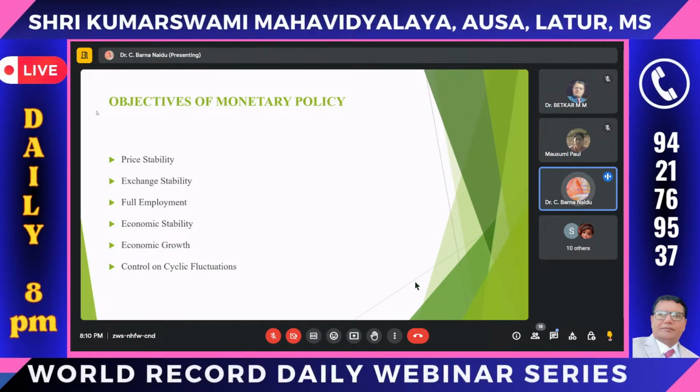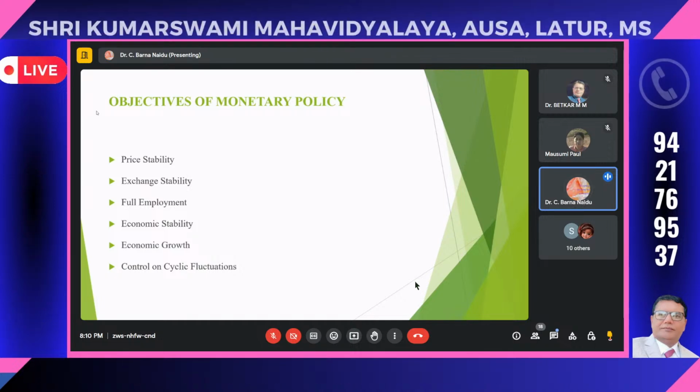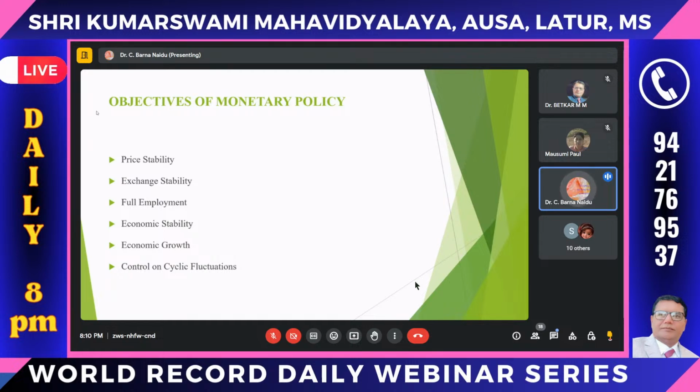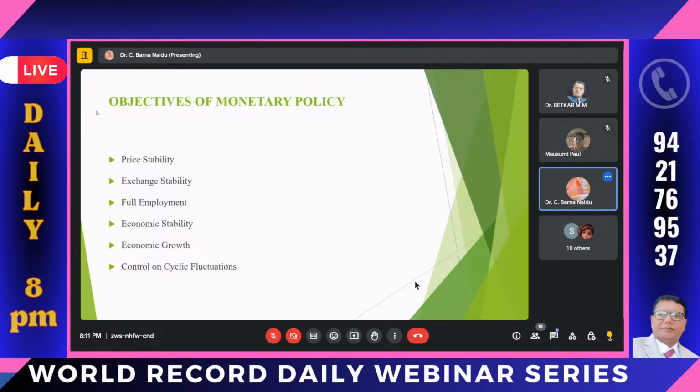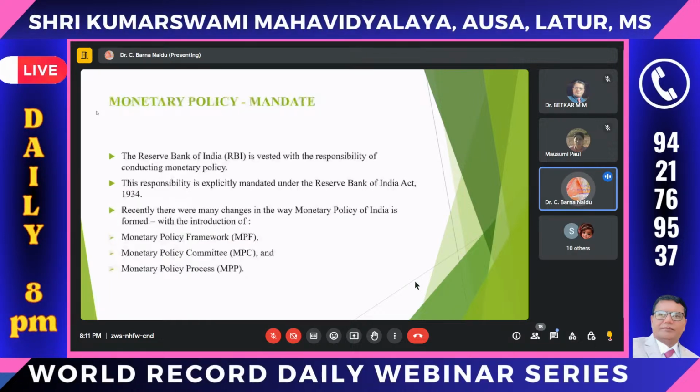So there are two types of policy, fiscal policy and monetary policy. Right now we are observing the monetary policy, which is framed by the RBI. Fiscal policy is the other part, which is monitored and framed by the government. Now, what exactly is the role, and how is it being made? This is a mandate, how it has happened.